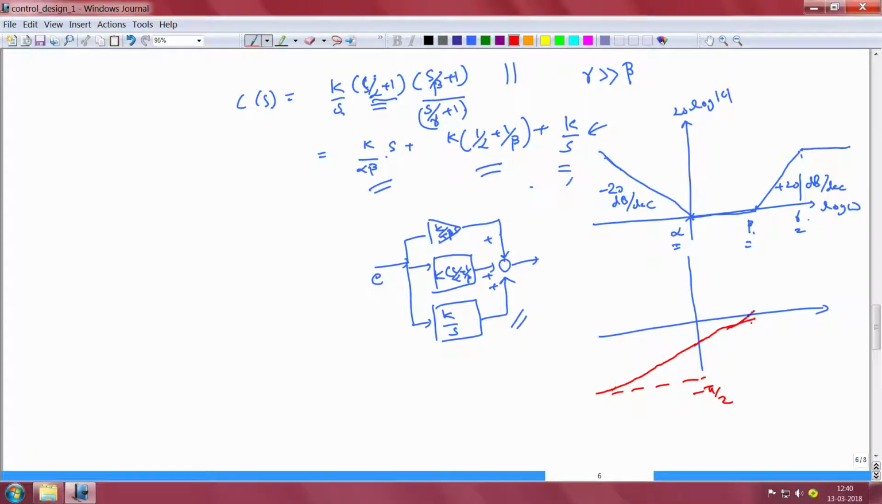At omega equal to beta there will be a further increase in phase, and as omega tends to infinity we would have the phase lead of the 0 at beta be cancelled by the phase lag added by the pole added at omega equal to gamma. So, therefore, the phase will asymptotically approach 0 again. So, this is the angle of C as a function of log of omega.